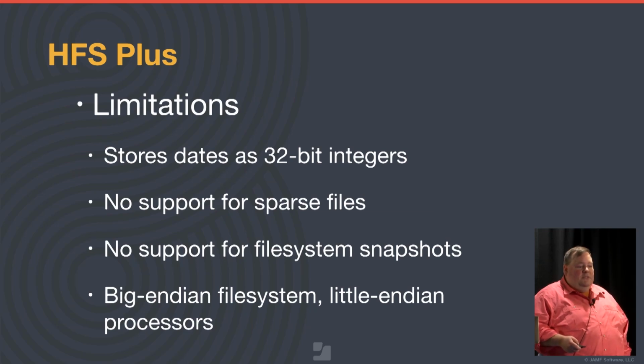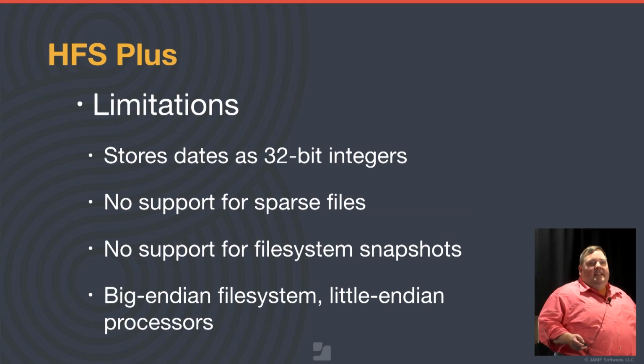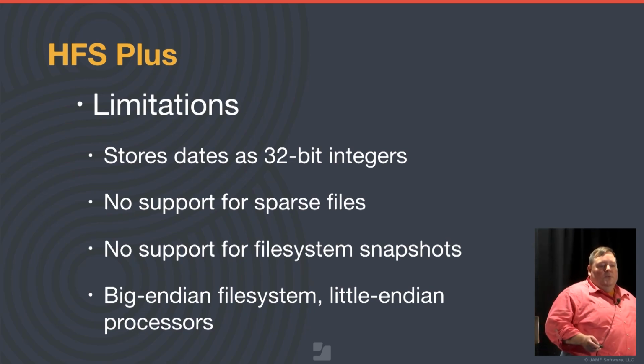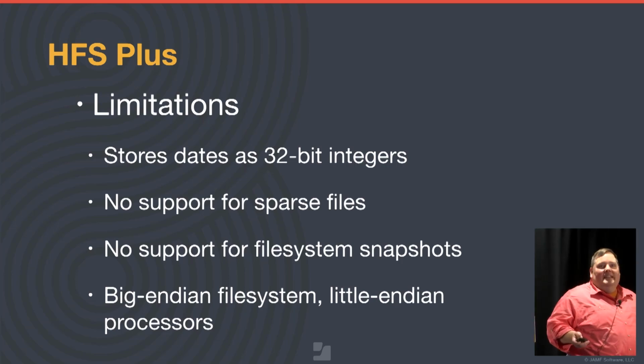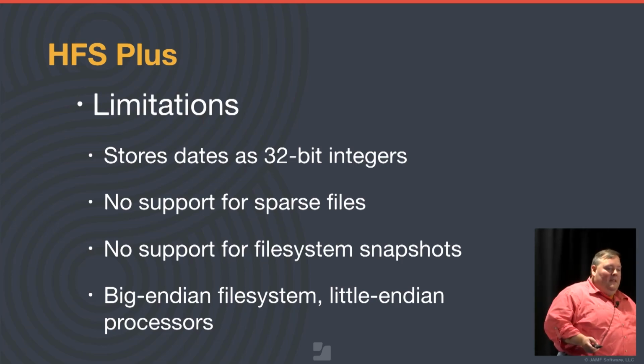Other limitations include date limitations. HFS Plus stores dates in 32-bit integers containing the number of seconds since midnight, January 1st, 1904, Greenwich Mean Time. And the consequence of this is that HFS Plus's maximum representable date is February 6, 2040 at 6:28 and 15 seconds a.m. Greenwich Mean Time. Now, back in 1998, this probably didn't seem like a hugely immediate problem. It's 2017 now. We should probably fix this.